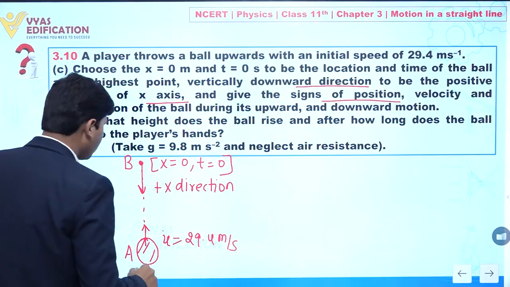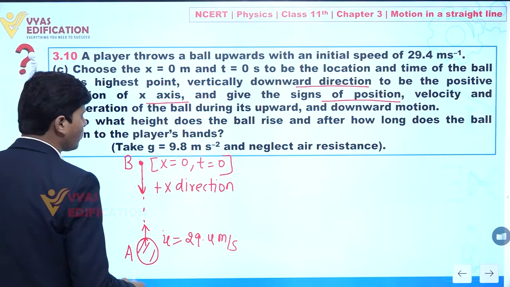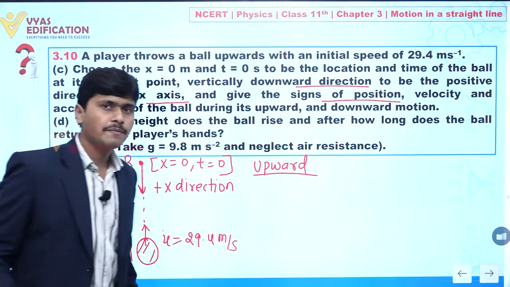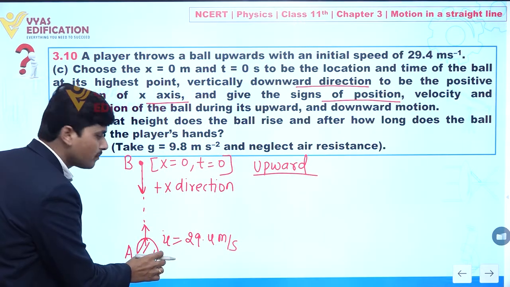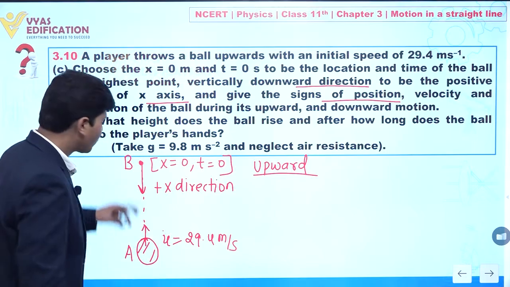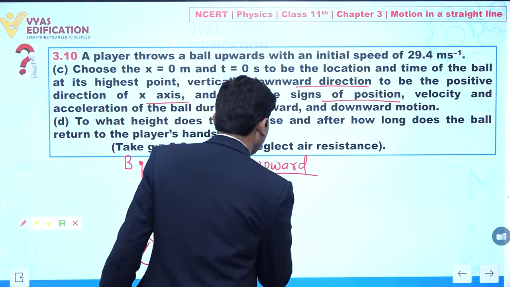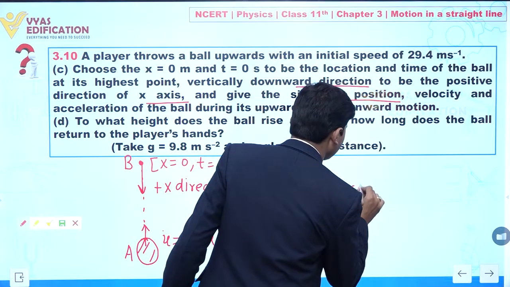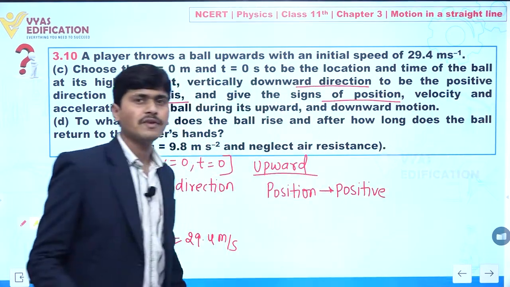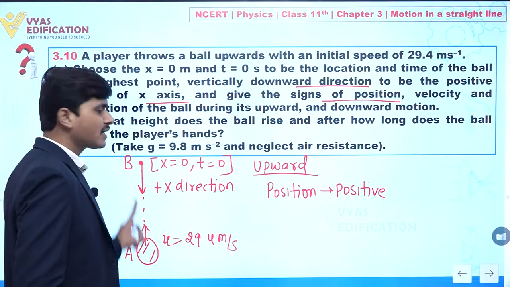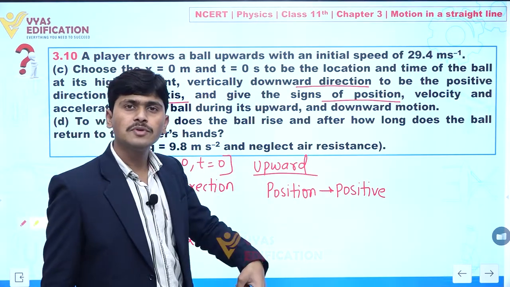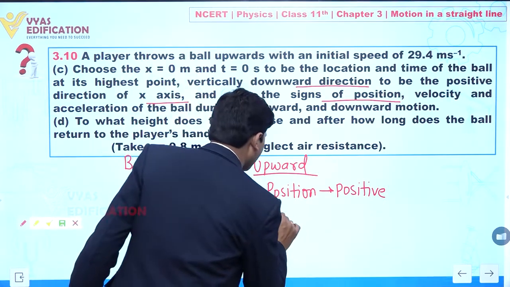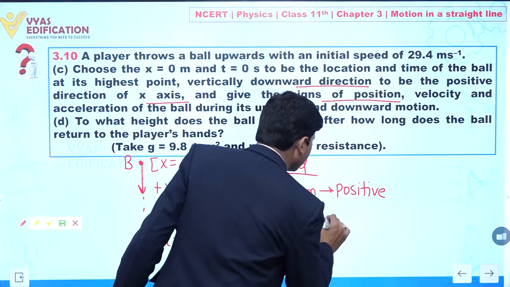Okay. Now if we find the sign of position in the upward journey, you can see the ball is here and the ball is moving like this. Because this is positive x, the position is positive. And what about velocity? The velocity vector is in this direction, which is opposite to the vector direction that we assumed positive. It means the velocity is negative.